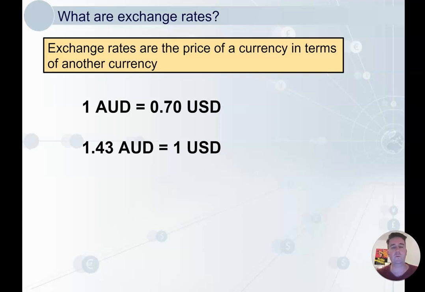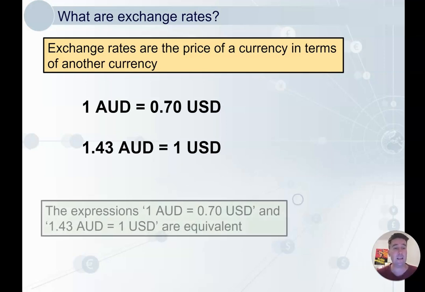1 Australian dollar equals 0.7 US dollars. So $1 buys 70 cents. And that is the exact same thing as saying $1.43 Australian buys 1 US dollar. All right, they are equivalent equations there.